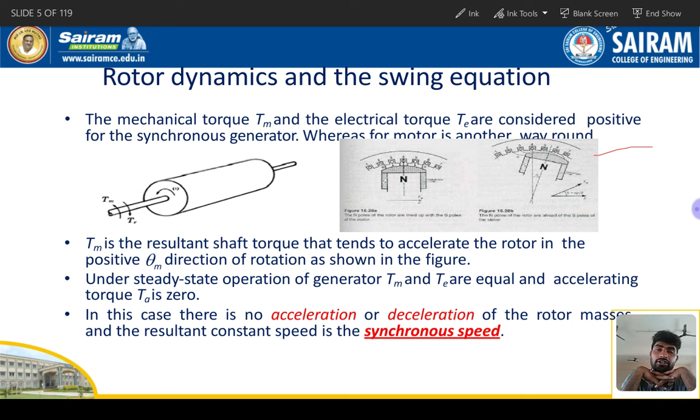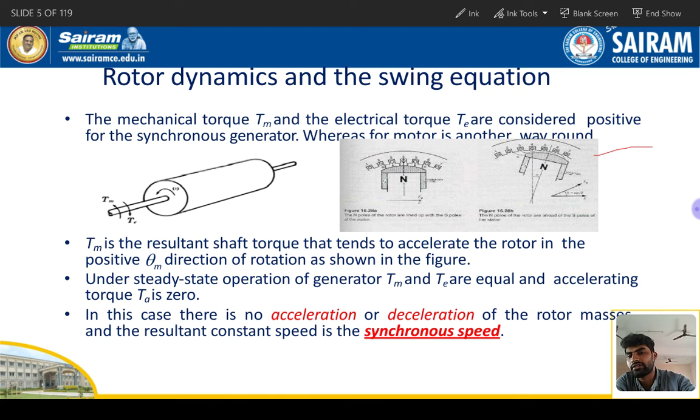If frequency is f, omega is equal to 2 pi f, right, and f is equal to 1 by T. So, changing that, we get T is equal to 60 by n. Substituting that, we get omega is 2 pi n by 60, right. So, Tm is the resultant.